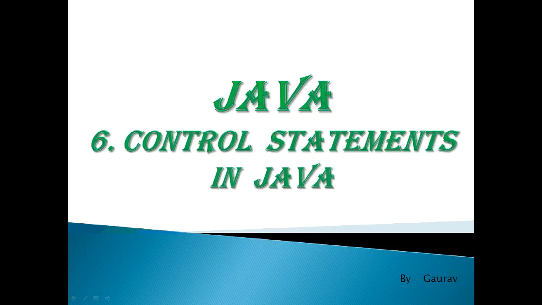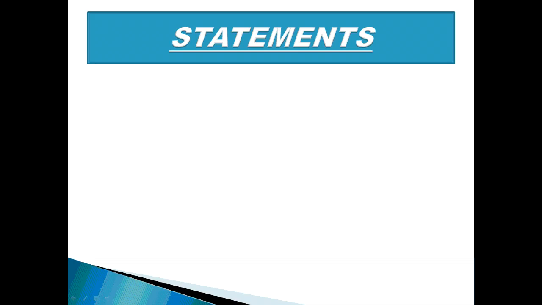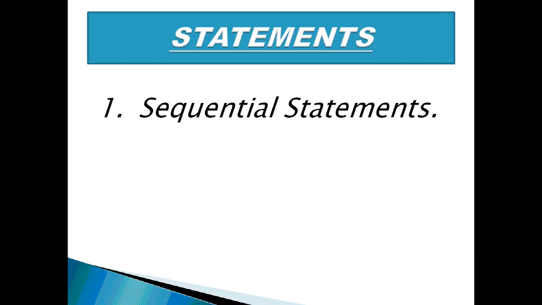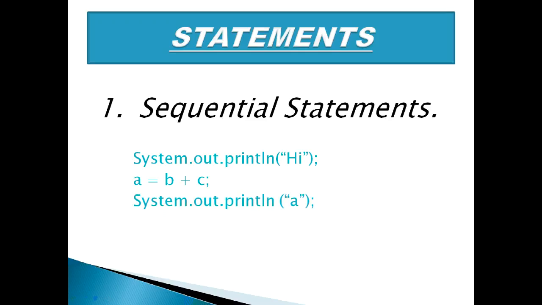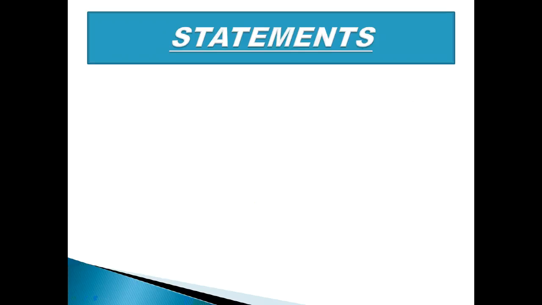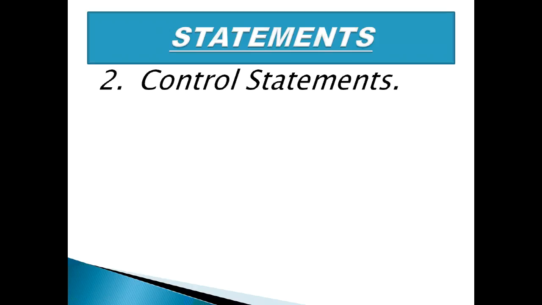The two most commonly used kinds of statements in any programming language are, first, sequential statements. These are the statements which are executed one by one in a sequential manner, like System.out.println("hi"), then a = b + c, then System.out.println(a). So this is executed one by one in a sequential manner, and this is useful to write only a simple program. But if you want to write some complex program, we need to use control statements.